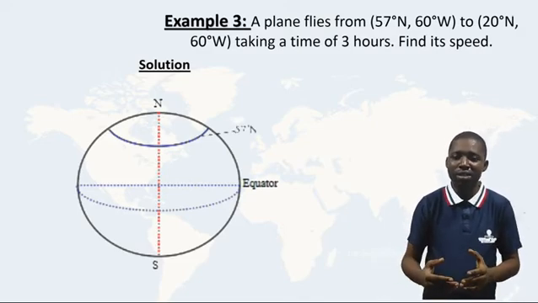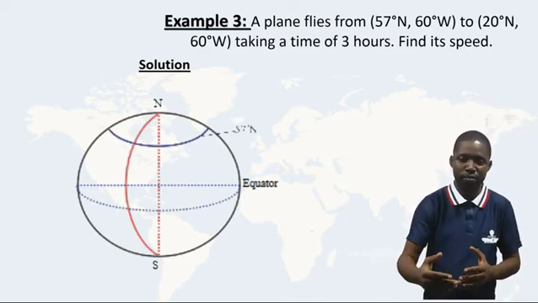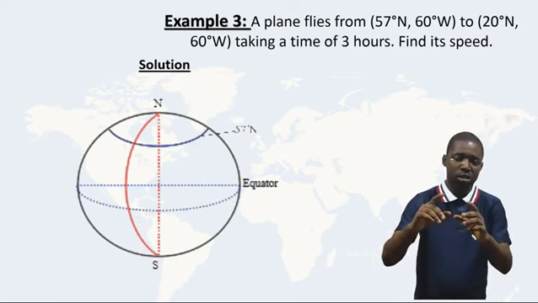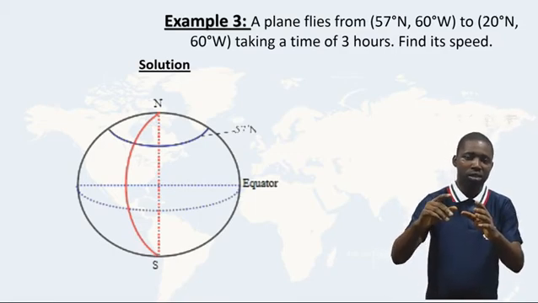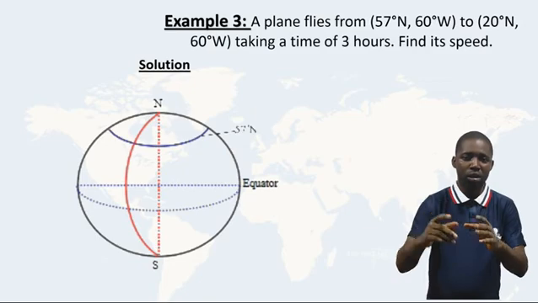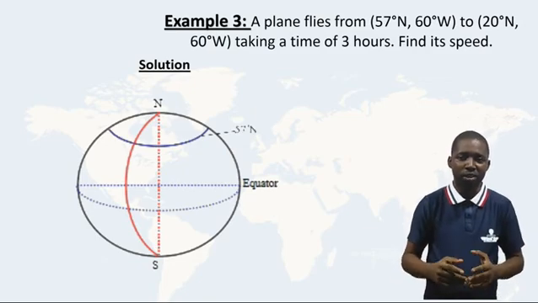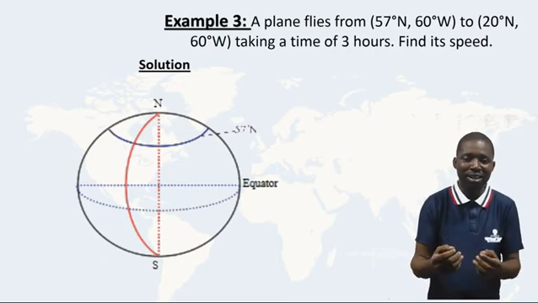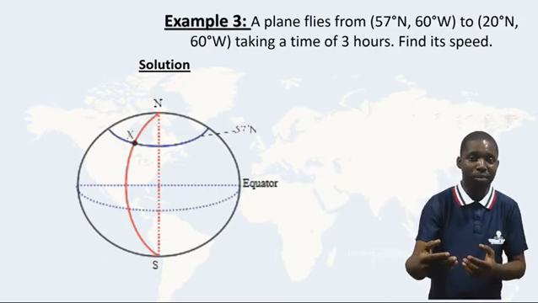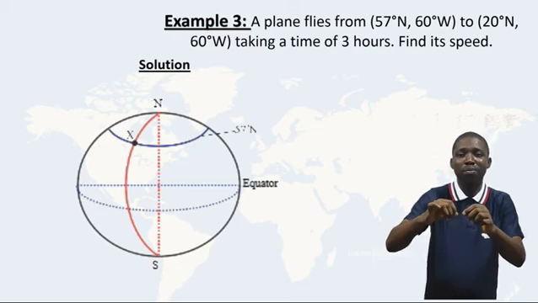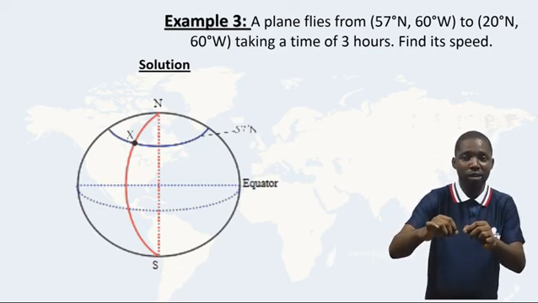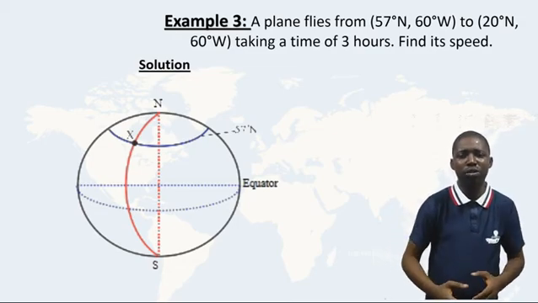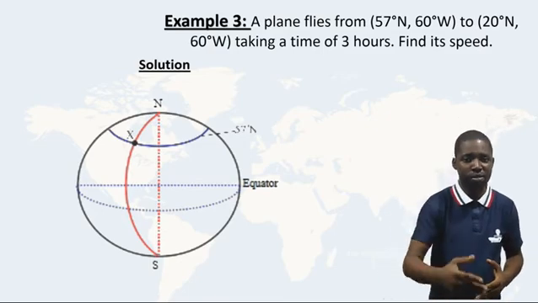And then we have 60 degrees west. You can see 60 degrees west on the diagram already now. Now the 60 degrees west and the 57 degrees north, they intersect at a point. That means they meet at that point. That is the position of the plane where it is taking off from. Let me call that position X.